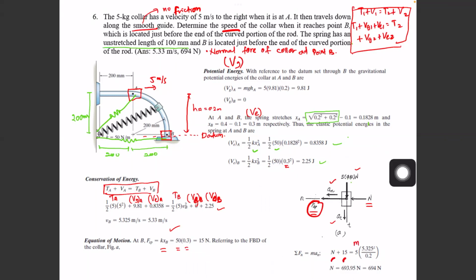This is M and this is A. A apa? AN. Okay, ingat untuk rumus AN adalah V squared over rho. Okay, so you have V squared over rho. Rho is your radius of curvature. 0.2. Okay, bukannya 0.4. Radius of curvature is just 0.2. Okay, you have V squared over rho. So you can dapat lah what is the value of N. N is equals to 694 Newton. Right?